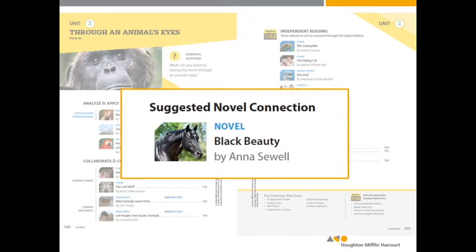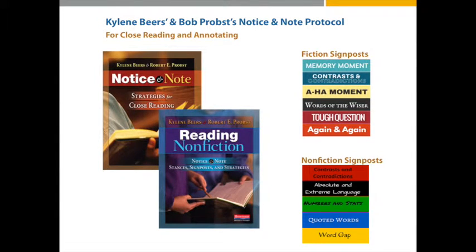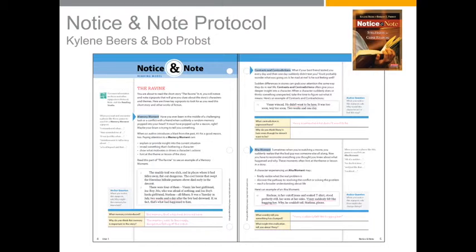or their local library. The notice and note strategies, which are woven throughout Into Literature, evolved from the research of Kylene Beers and Robert Probst. They recognized that teachers wanted support in providing reading instruction that will develop transferable reading strategies that students need. They've identified text features, which they've called signposts, to assist in making meaning of various text. Each unit for grades 6 through 10 begins with a notice and note reading model to give both teachers and students guidance into using the most relevant signposts and accessing the unit's selections.